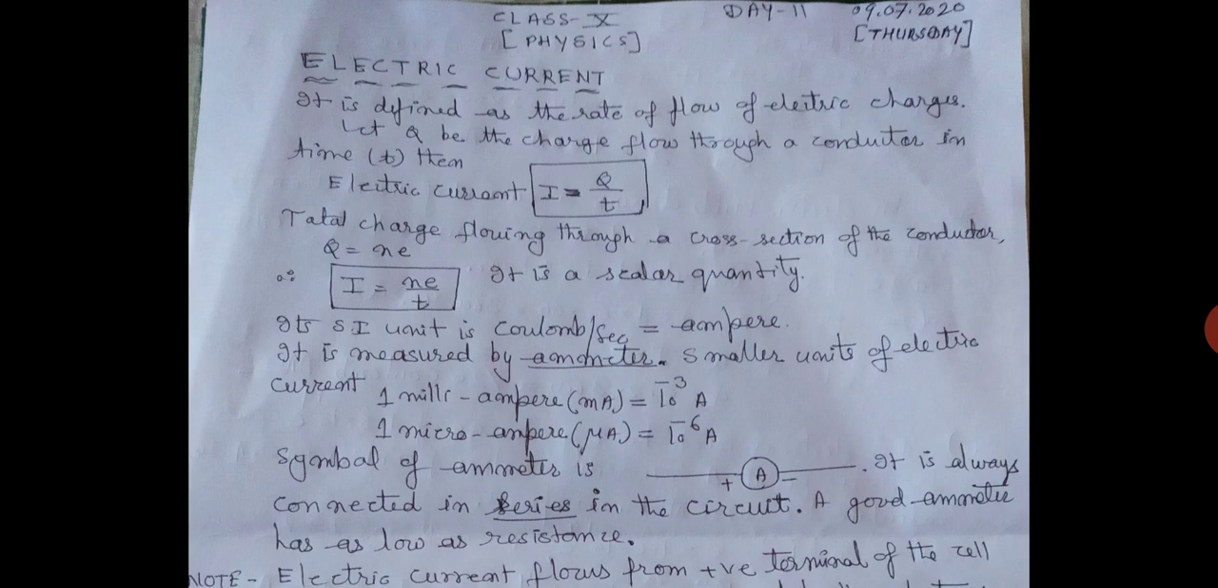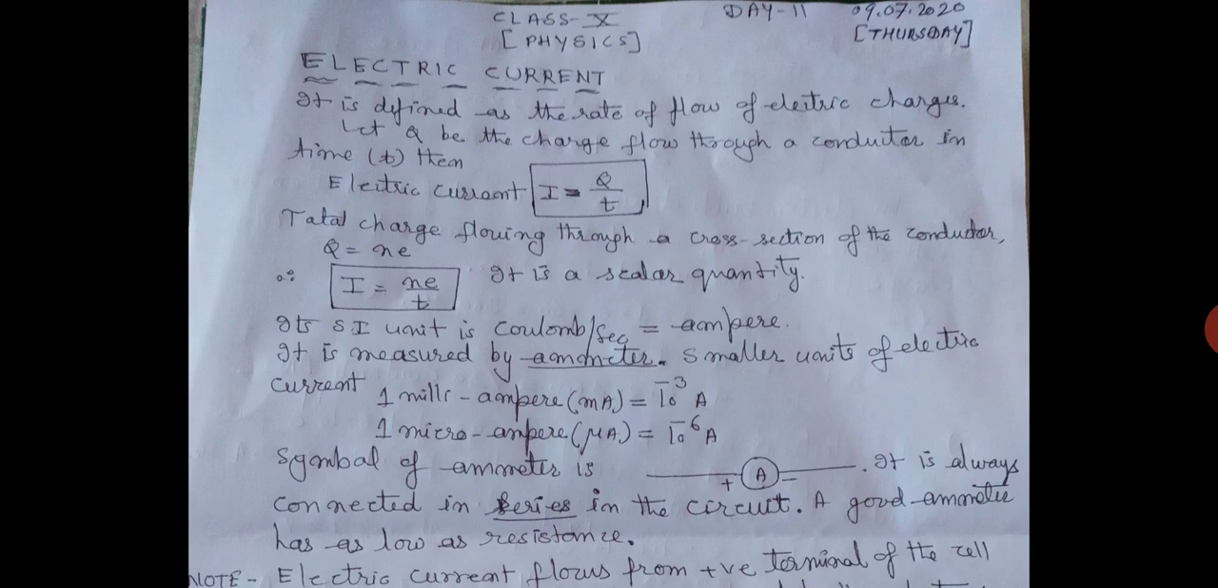Charges are measured in coulomb, time is measured in seconds, so its SI unit is coulomb per second, which is equal to the ampere. Electric current is measured by a device known as ammeter. Ammeter is always connected in series in the circuit. A good ammeter has as low as possible resistance.